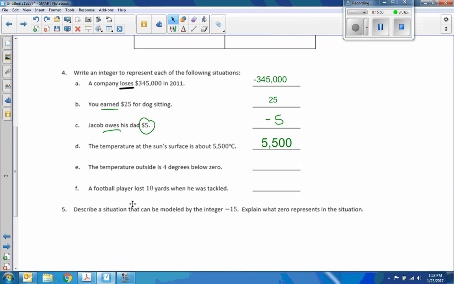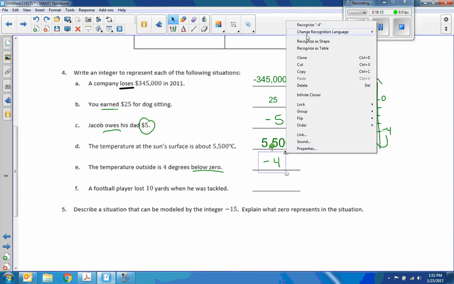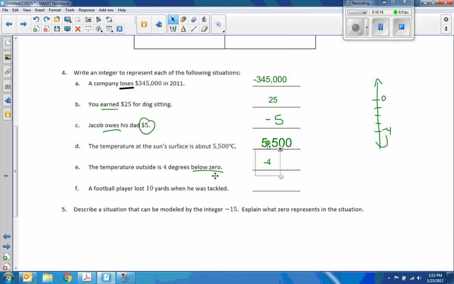Okay. The temperature outside is 4 degrees below zero. Below zero or to the left. So below zero, we're talking about a vertical number line. Here's zero, negative one, negative two, negative three, negative four. It's 4 degrees below zero, it's negative. Okay. Finally, football player lost 10 yards when he was tackled. Negative 10.